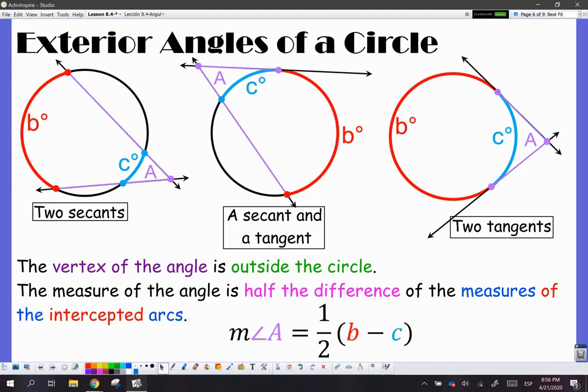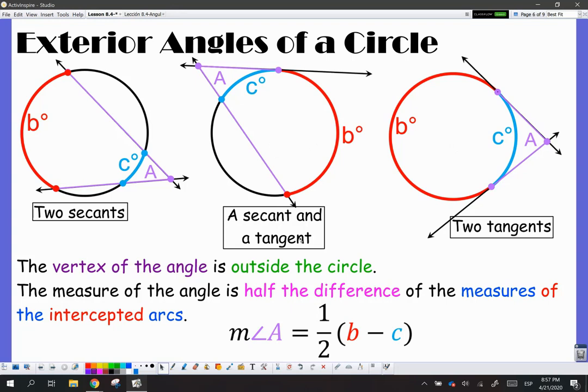Now, I'm not differentiating here because there will always be two intercepted arcs in these cases. One where one set of points cross the circle, and the other where the other set of points cross. Now, in a secant, you can see that the two arcs are separate. I have one big arc way over here, and I have the little arc over here. But when the tangent gets involved, it's a little bit more confusing.